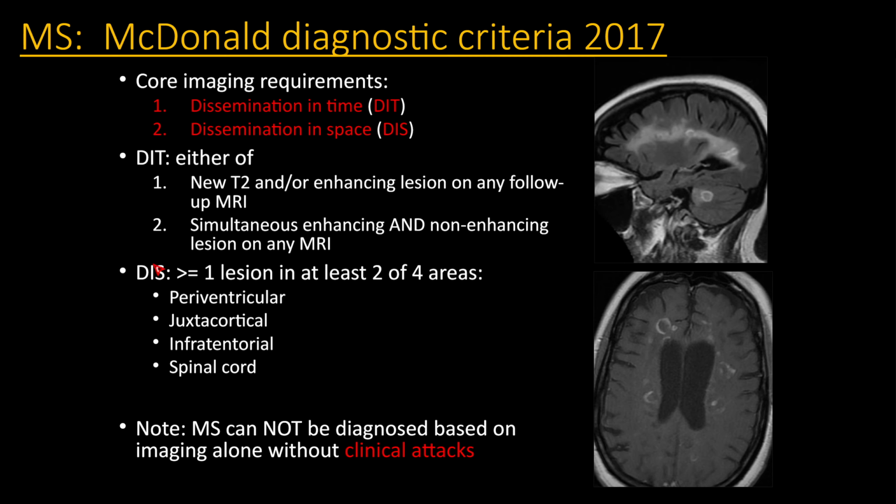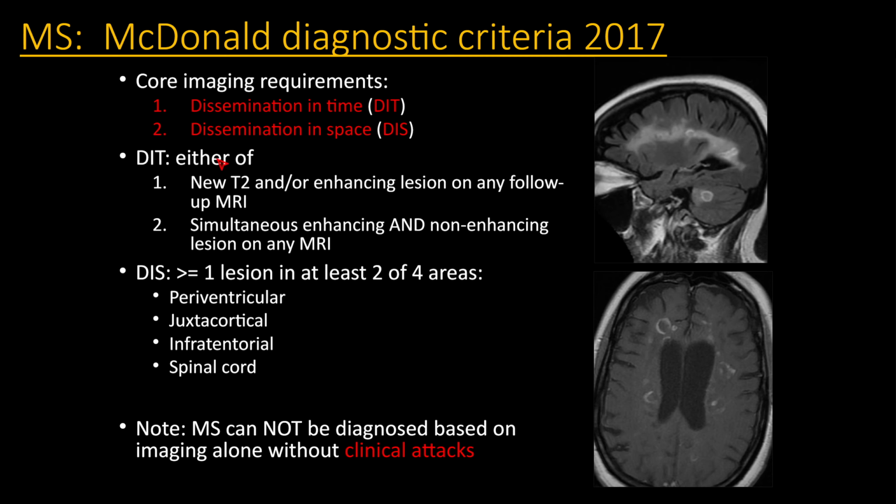The second core imaging requirement is dissemination in space, and that requires you to have just one lesion in two of these four areas. And we'll go over what these areas are because these have very specific definitions, with the exception of spinal cord. We'll talk about that in our spinal cord lecture. But these areas are periventricular, juxtacortical, infratentorial, and spinal cord. And it is crucial that any radiologist know what these things mean. And in particular, periventricular and juxtacortical need specific definitions, while infratentorial and spinal cord are pretty self-explanatory.